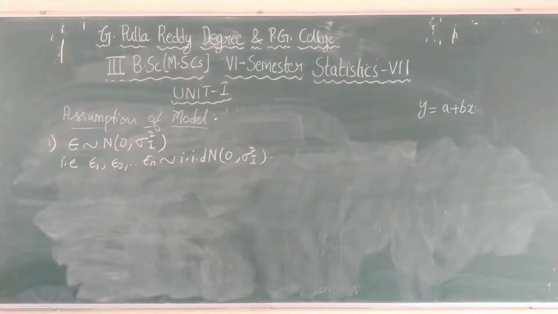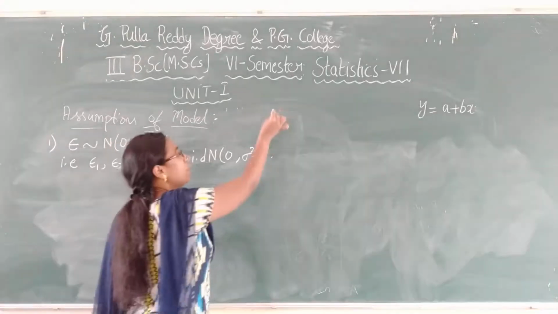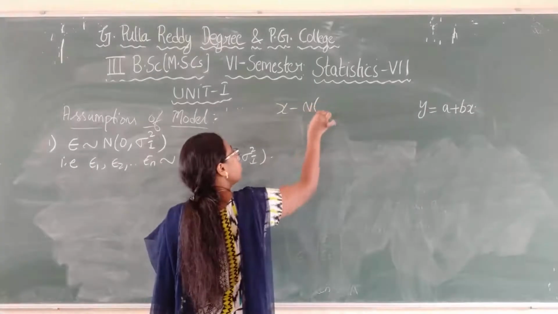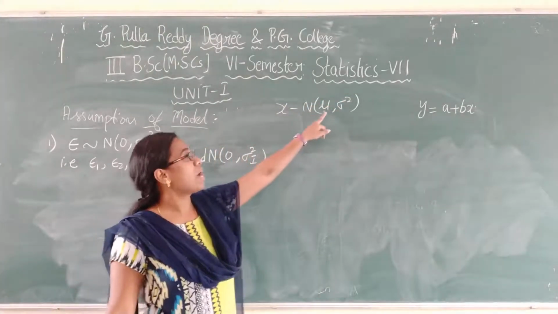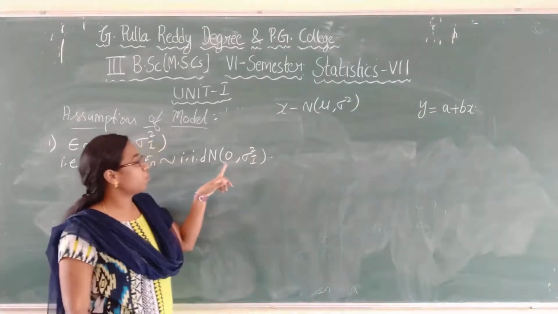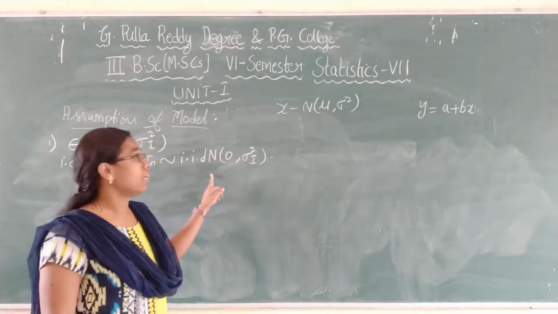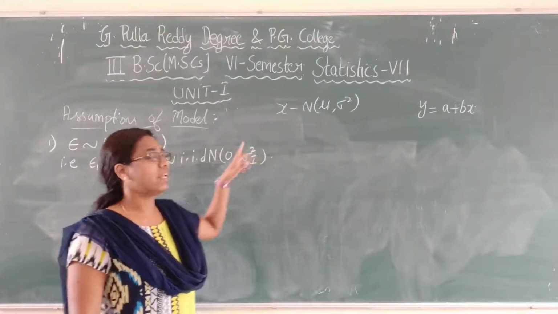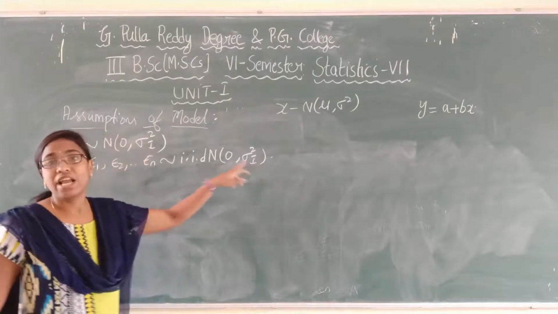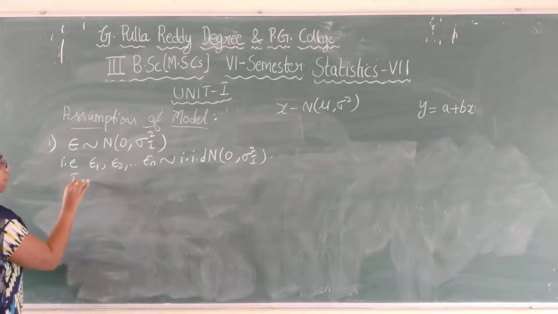So what do the normal parameters mean? How do we write the normal distribution? Generally, x follows normal with mu, sigma square. So in place of mu we have 0. That means the mean of the error is always 0, whereas the variance of this error is sigma square I. I indicates the identity matrix.